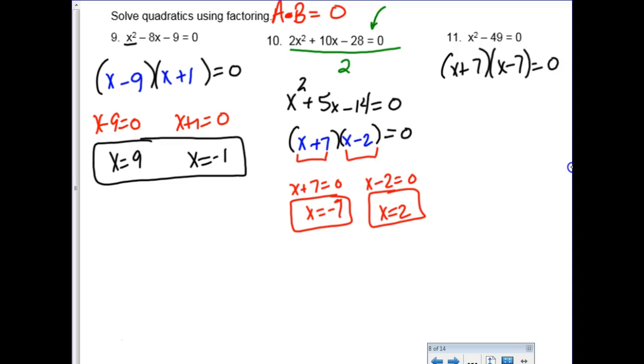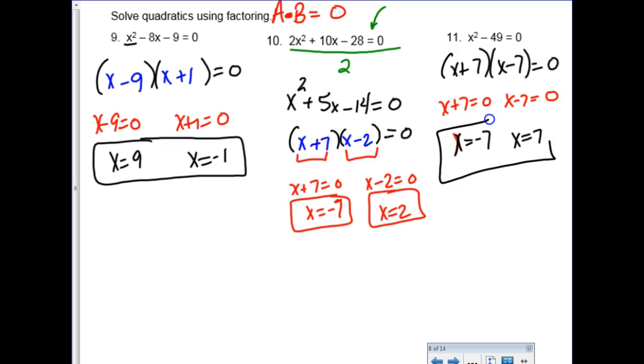Because it said you must solve through factoring, if this was a test question, I need you to solve it through factoring. I know there's other methods, but that's what they wanted. So take your turn equaling 0: x plus 7 is 0, or x minus 7 is 0, which means x could be negative 7, and x could be positive 7. Which answer is right? They're both right.